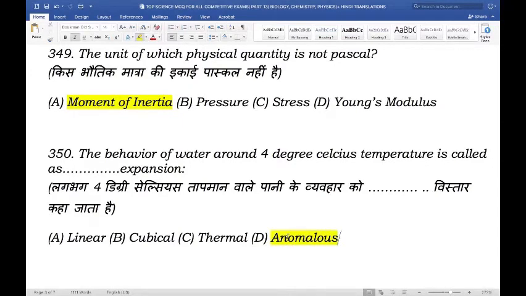anomalous expansion. The anomalous expansion of water is an abnormal property of water whereby it expands instead of contracting when the temperature drops from 4 degrees Celsius to 0 degrees Celsius and it becomes less dense.